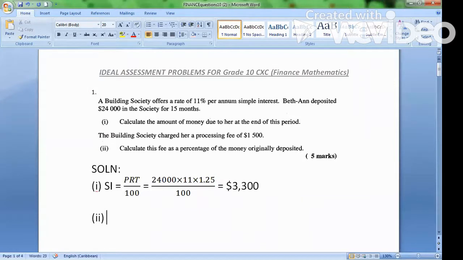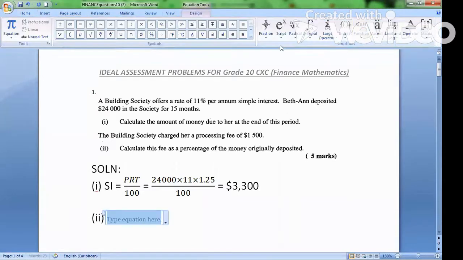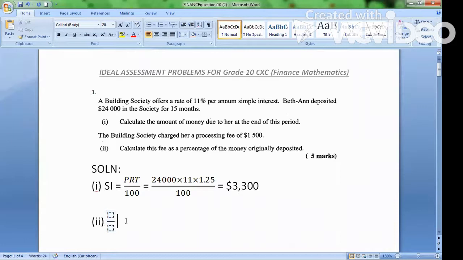All right, so you go find the percentage of $1,500 plus the 3,300. I'm not sure. I add the 15 plus the 3,300 and find it.